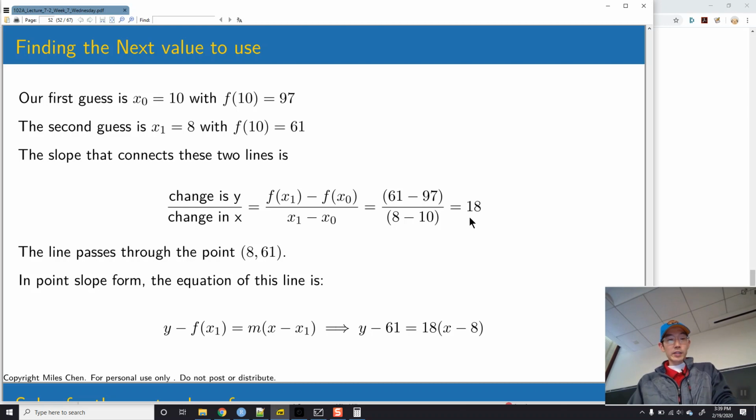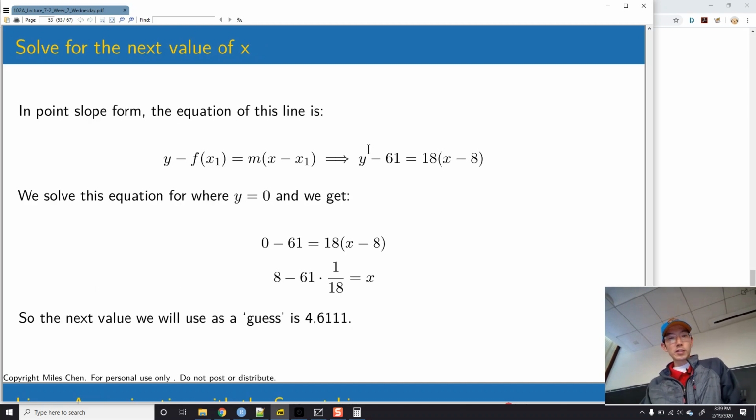We know that the line passes through the point (8, 61). If you remember point-slope form, we plug in: y minus 61 is equal to 18 times (x minus 8). Then we solve for x when y is equal to 0. I plug in y equal to 0, solve for x, and I get x is equal to 8 minus 61 divided by 18, that is, 61 times 1 over 18. So this is our x1, and this is my f of x1 times 1 over the slope.